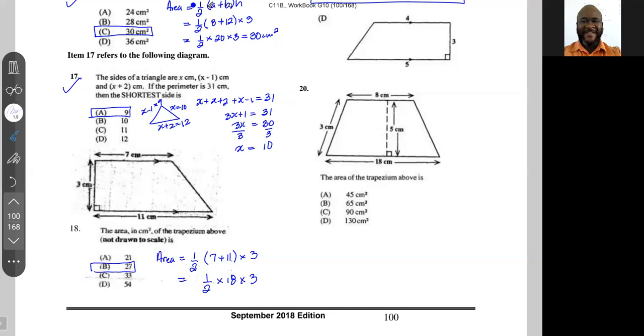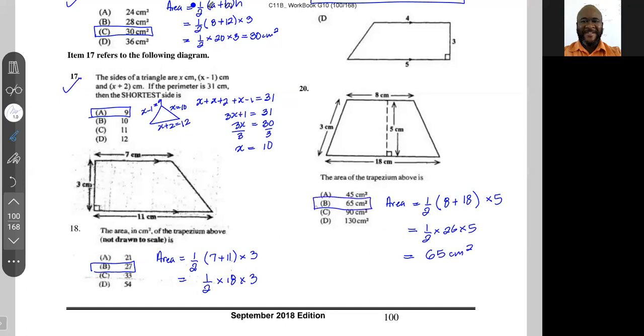20 says the area of the trapezium above is. So the area would be a half the sum of the parallel sides, 8 plus 18 times the height, which is 5. Notice height is associated with the right angle, and that is why 3 is not the height. The height is 5. So it's a half times 26 times 5. A half of 26 is 13. 13 times 5 is 65 centimeters squared.